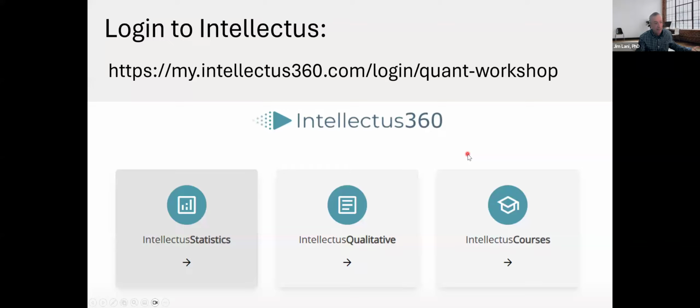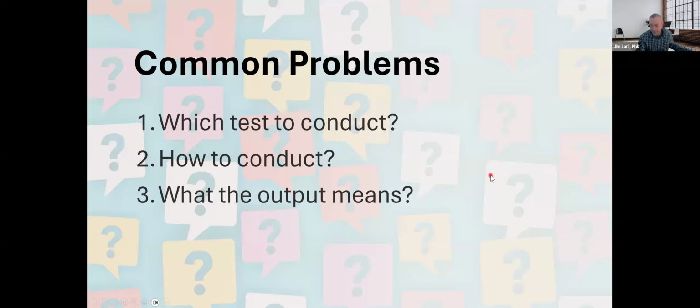So while you're logging in, common problems. After decades of this, this is what people come to me with. I don't know which test to conduct. So we want to use a decision tree, for which you have to know the levels of measurement, and you have to know if it's an independent or dependent variable. I can help you get there, and I'll exemplify a decision tree to help figure out what test to use.